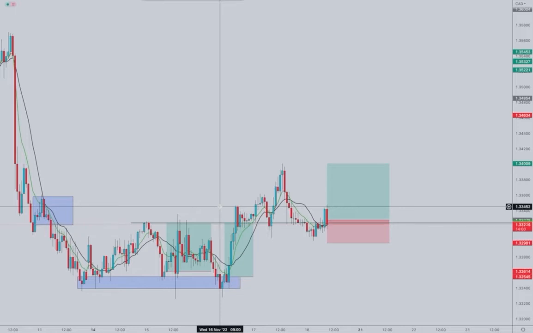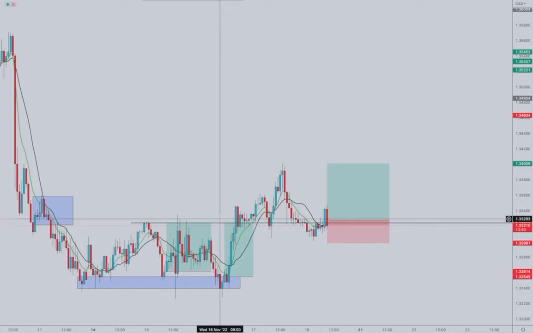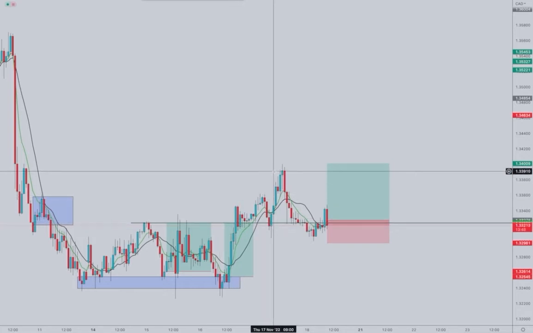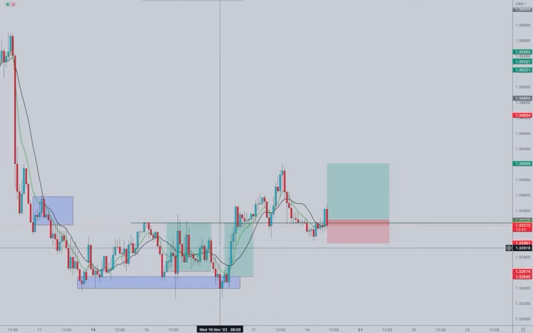Then I let the price run towards the next target, which was my TP3 over here. I took some profits over here, another around this area, and another around this area. If you sum it all up, it made me around $18,000.